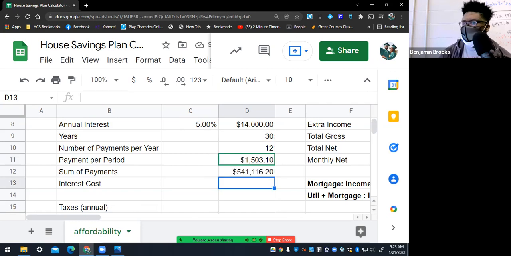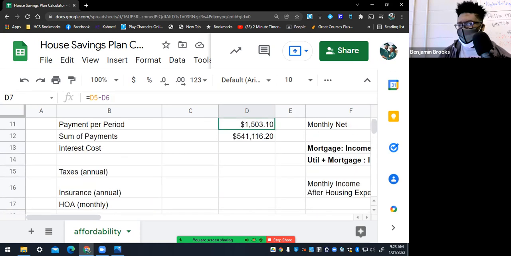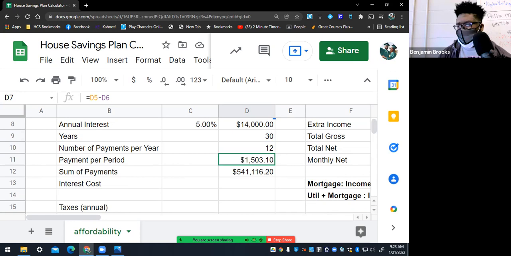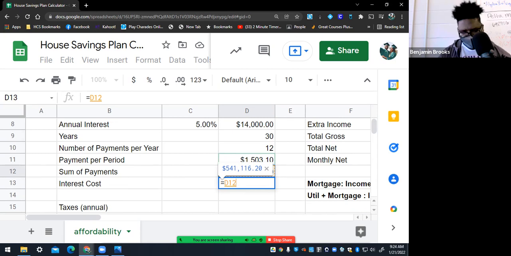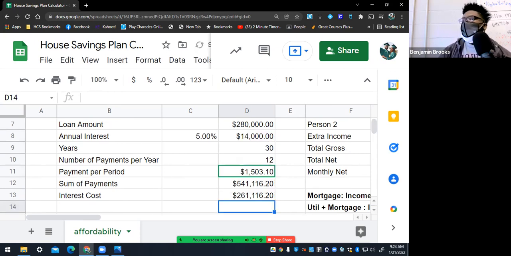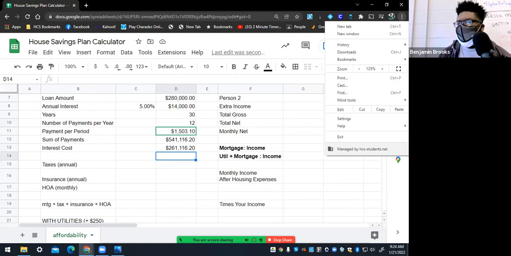And your interest cost is just going to be your sum of payments. In other words, how much you pay over the long term of your loan minus how much the loan actually is. So we're going to take equals D12 minus D7, your loan amount. And that should be it.